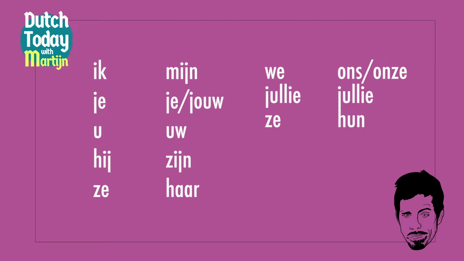Ik, mijn. Je, jou. U, uw. Hij, zijn. Ze, haar. We, ons, onze. Jullie, jullie. Ze, hun. So, and when do I use jou instead of je? Well, this goes back to je, jij.